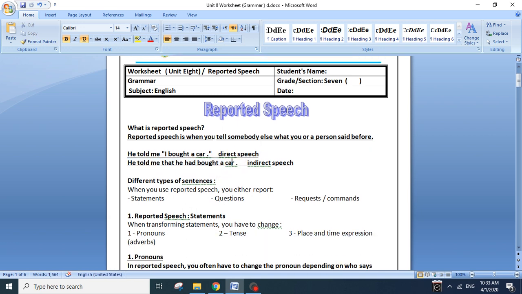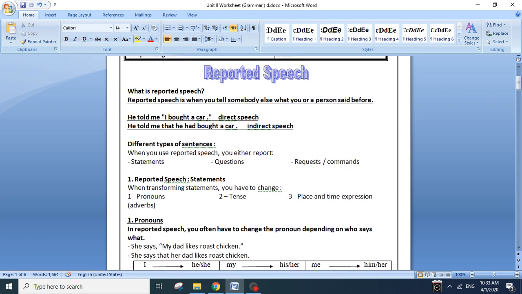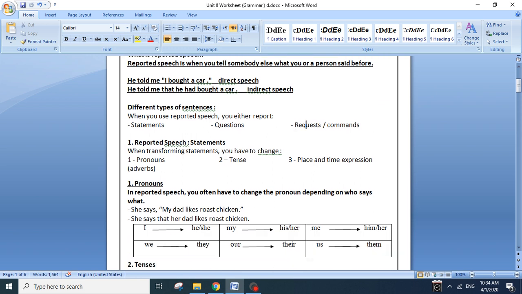Now we're going to do reported speech on the different types of sentences: statements, questions, and requests or commands. Statements like I have a car, he plays football, etc. Questions like do you play football? Do you have a house? What is your name? So these are questions. Now requests or commands like stand up, hand me that pen, go stand up there, go to the principal's office, do your homework. So these are requests or commands. Reported speech, statements: we will start with the statement.